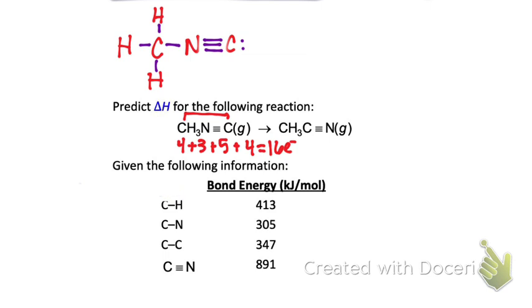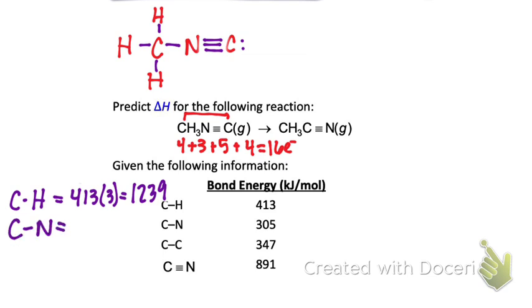Okay. So we said we've got CH bonds and we have 3 of them. So 413 times 3. And so tell me what that number is. Run that in your calculator. 1,239. Okay. Is that the only type of bond we've got in that molecule? No. What else do we have? CN single? Yeah. CN single is 305. Okay. And we've only got 1 of them, right?